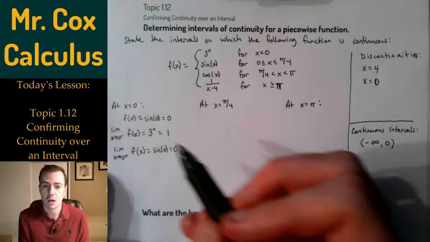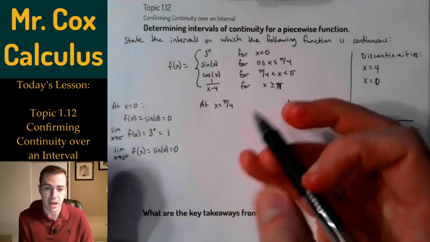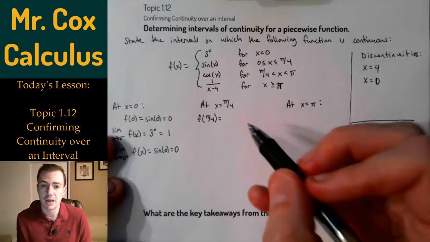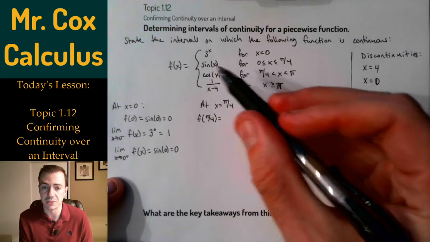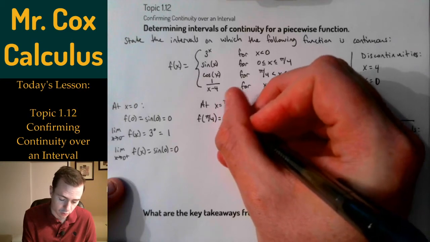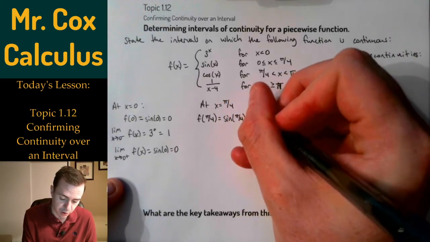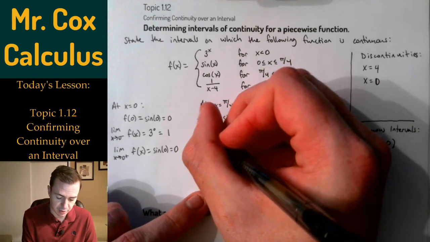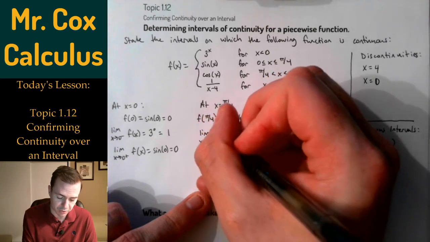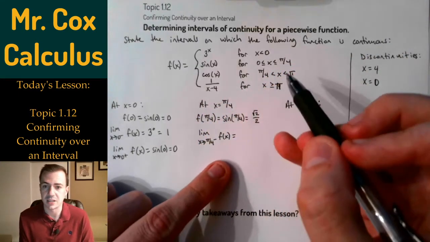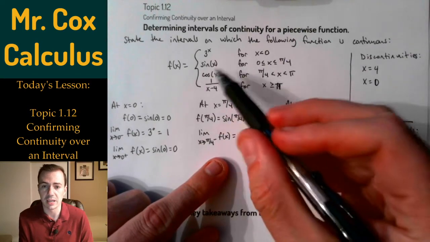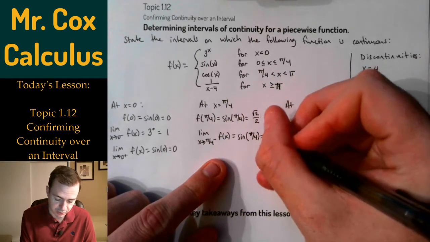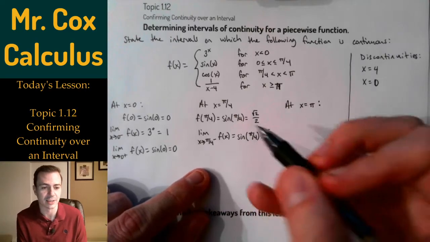All right, let's take a look now at x equals pi over 4. So f of pi over 4 is equal to, well, if I find my equal sign here, that's sine of pi over 4, which is the square root of 2 over 2. Now if I take a look at my one-sided limits, if I look at x approaching pi over 4 from the left of f of x, I am looking at sine of pi over 4, which is still the square root of 2 over 2. It didn't change in the last couple of minutes.